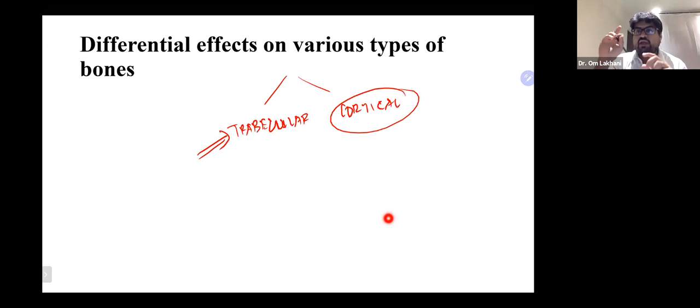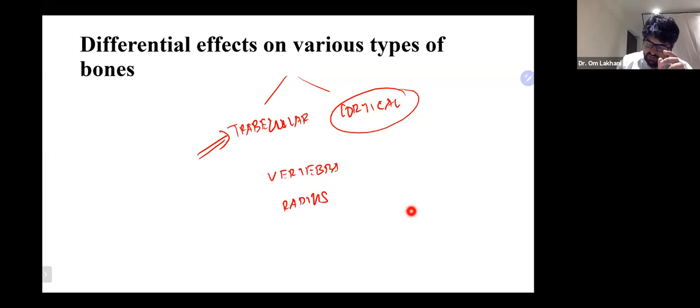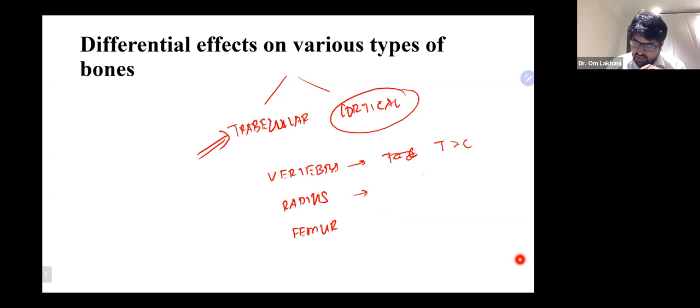Now, why this is important is there are three main sites in the body which we check in a DEXA scan. These are three important sites where fracture happens. One is the vertebra. Second is the radius. And third is the femur, or the neck of femur to be precise, right? Now, all these three areas have differences in terms of cortical versus trabecular bone. So vertebra has both trabecular and cortical bone, rather, it has slightly more trabecular than cortical bone. Radius tends to have more cortical bone than trabecular bone. Femur tends to have both cortical and trabecular bone in equal proportion, right?